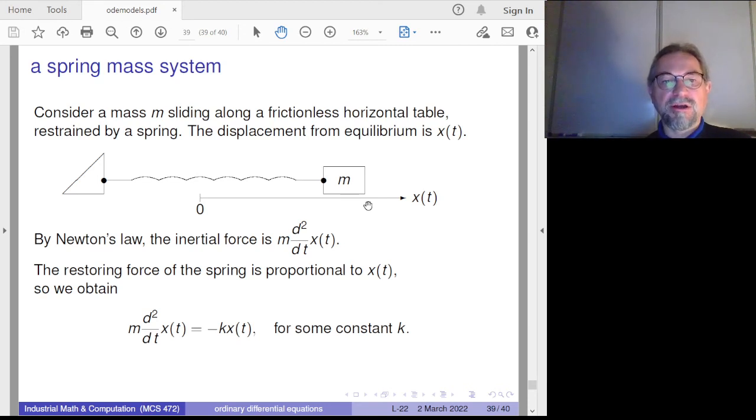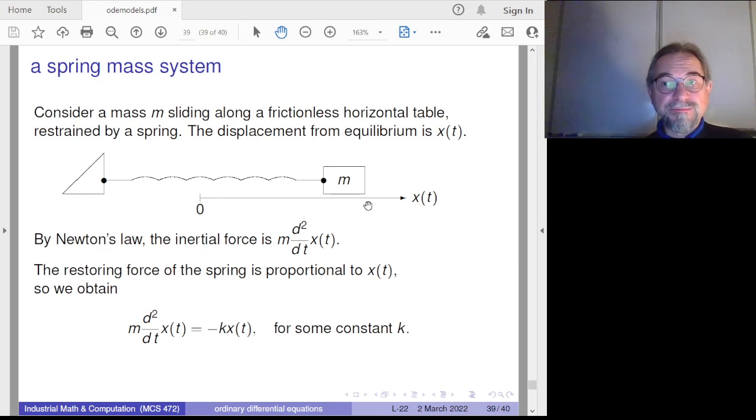So the spring, springtime is coming. The restoring force is directly proportional to the displacement, and this has this compensating factor. So in a way, we have this negative force.